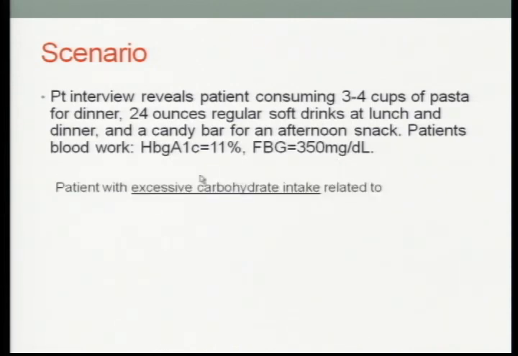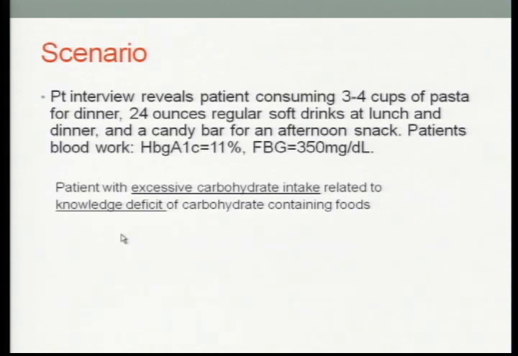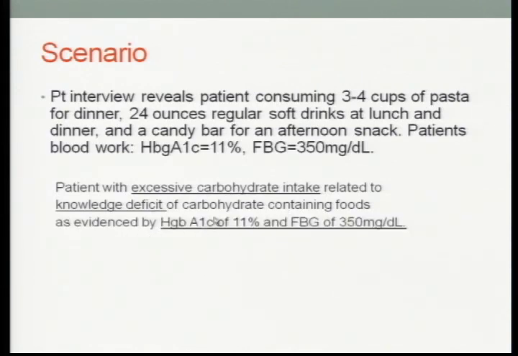So you might say your patient has excessive carbohydrate intake related to a knowledge deficit of carbohydrate-containing foods, as evidenced by, and there's your evidence, the hemoglobin and the fasting blood glucose. The linkers, the terms that we use to be consistent, are "related to" and "as evidenced by." That makes your statement, and it's a really nice way to concisely tell your healthcare team what's going on and what's causing it.